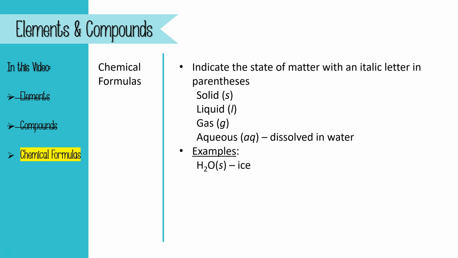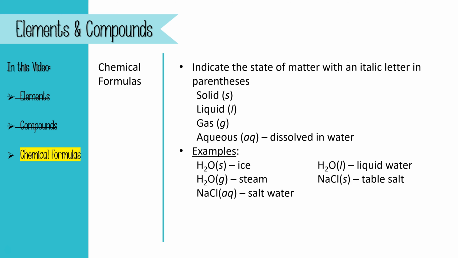H2O(S) is solid water or ice. H2O(L) is liquid water. H2O(G) is gaseous water or steam. If we think about table salt or sodium chloride, we can have that as a solid, NaCl(S). Or if we dissolve it in water, we can have NaCl(AQ) or salt water.